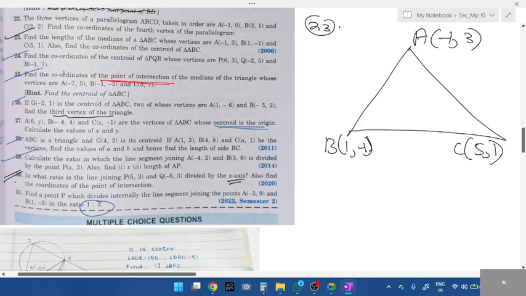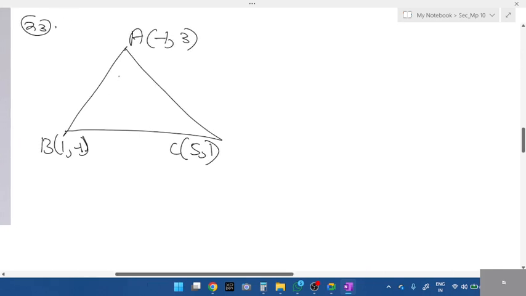What is the first thing we need to find, students? All of you will respond. Find the length of the median, and also find the coordinates of the centroid. First, we need to find the median. What do you mean by median, students? Median is the midpoint. So for AB, what is the midpoint?